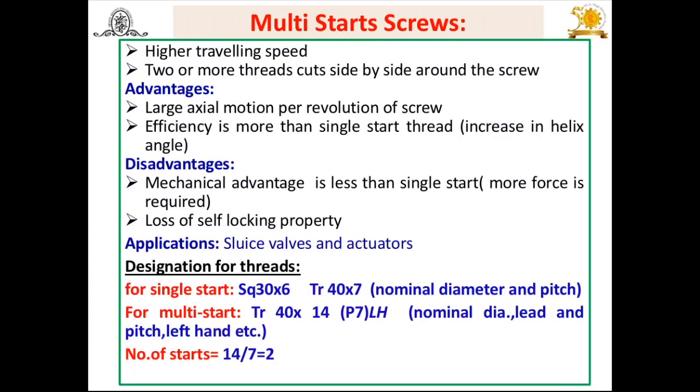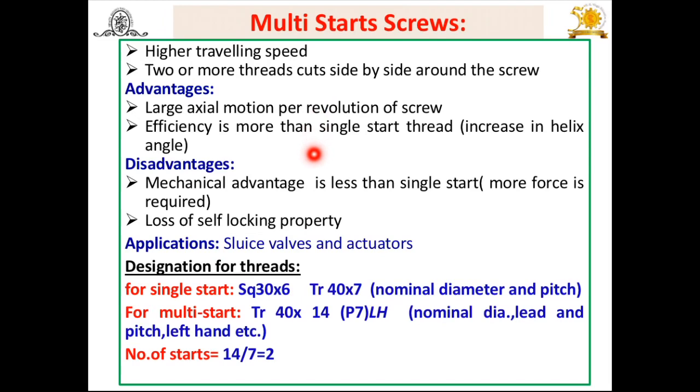Another important point here: the single start and multi-start screw. You will find that in some cases a single thread is cut on the surface of a rod. But in some screws you will find a multi-start screw. Why multi-start screw? It means two or more threads are cut simultaneously side by side around the screw. Why is such a manufacturing or design made?